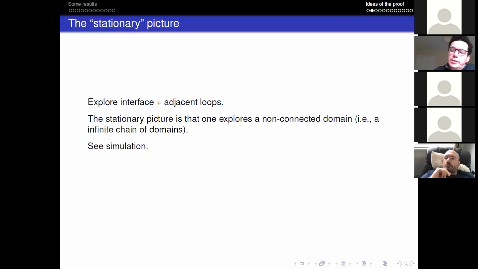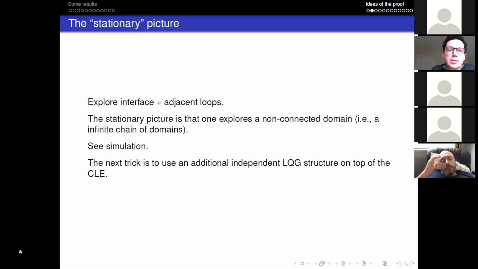So the new trick, the new input, is to use an additional and independent Liouville quantum gravity structure on top of this entire picture of these colored CLEs that I've described here.